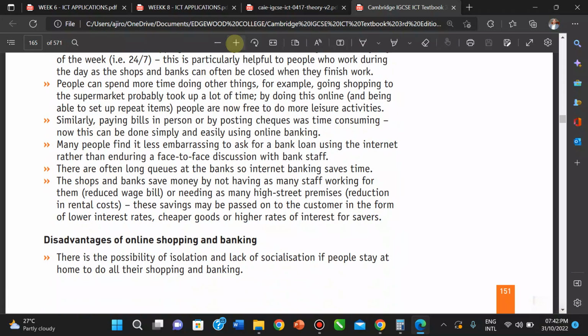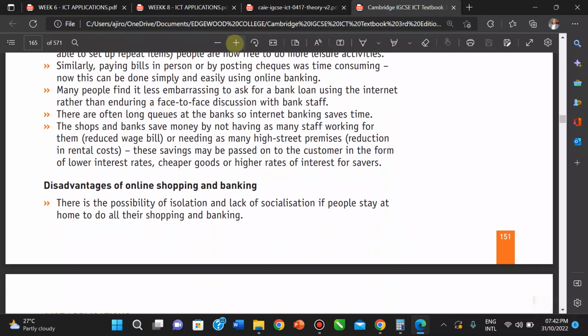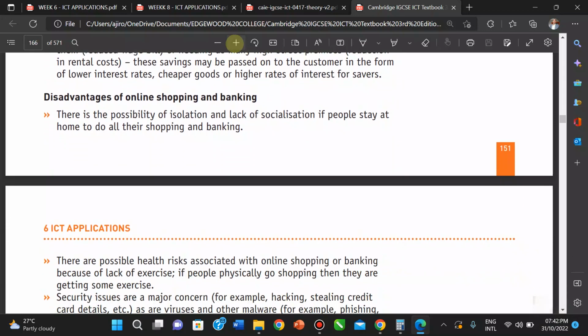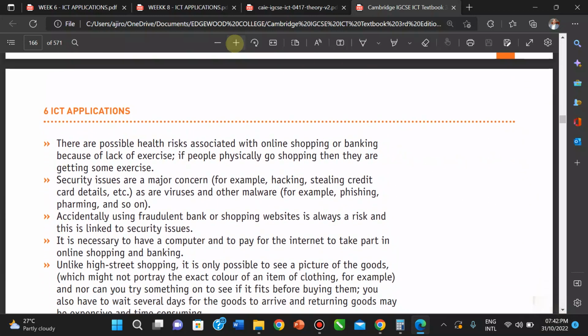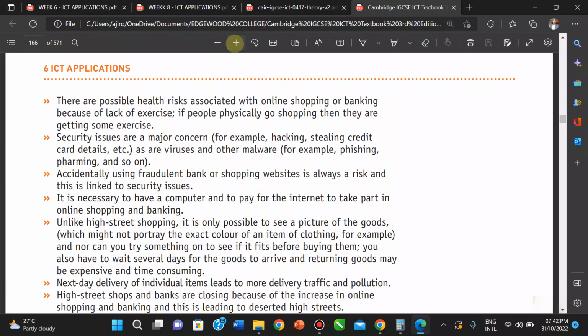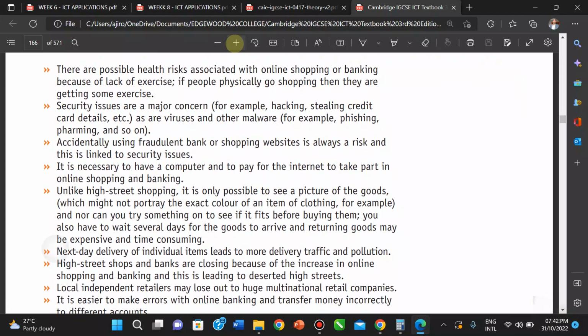Disadvantages: there's a possibility of isolation and lack of socialization. We can't take that away. There are possible health risks associated with online shopping or banking, and lack of experience, where you don't know how to go about it. Security issues are a major concern in your system because, connected to the internet, there could be viruses, phishing, and spamming. You could go to websites that are not genuine. They look genuine, but they're not.